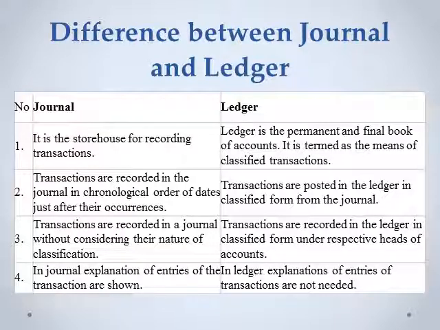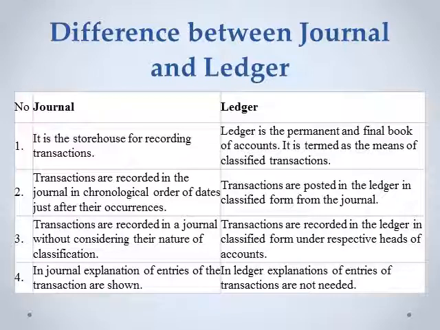The second difference is that transactions are recorded in the journal in chronological order of dates just after the occurrences, while ledger transactions are posted in the ledger in classified form from the journal. The third, transactions are recorded in a journal without considering their nature or classification, while ledger transactions are recorded in the ledger in classified form under respective heads of account.